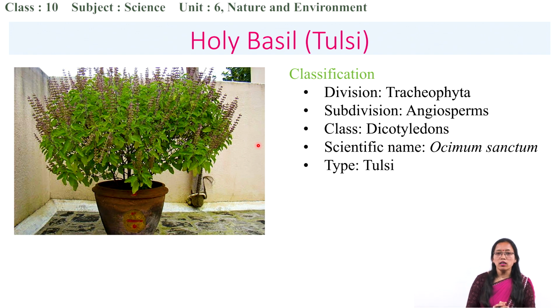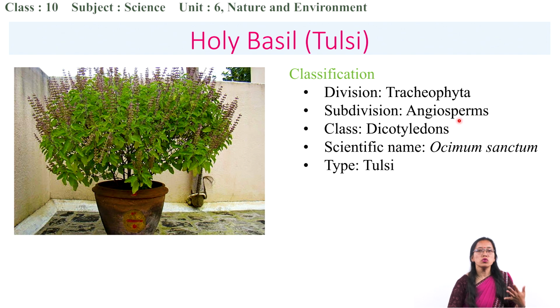While classifying, we go through this: it belongs to division Tracheophyta. All of you know that all plants belong to kingdom Plantae. Under that kingdom there are division, subdivision, and class. We discuss these three things only. This tulsi plant belongs to Tracheophyta. Why? All of you know that plants which possess xylem and phloem belong to Tracheophyta. This tulsi plant, or holy basil, also possesses xylem and phloem, therefore it belongs to Tracheophyta.